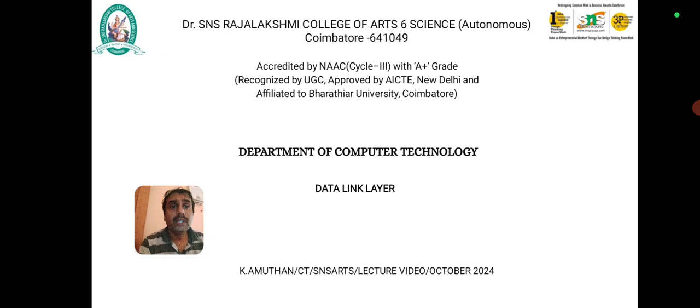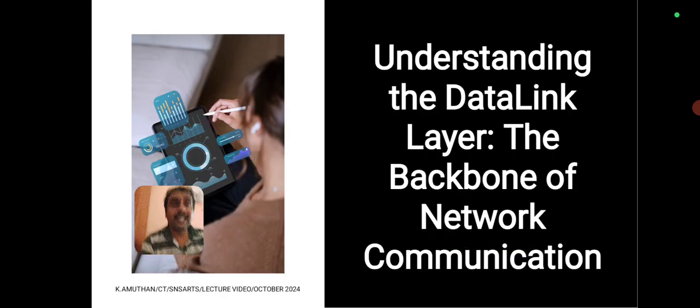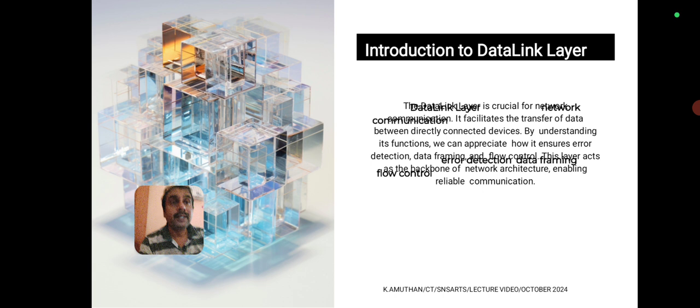I'm going to deliver the lecture notes about the data link layer. Last class we saw the physical layer and the OSI model's seven layers, and in this class we are going to see the data link layer. Understanding the data link layer, the backbone of the network. The physical layer is the basic.